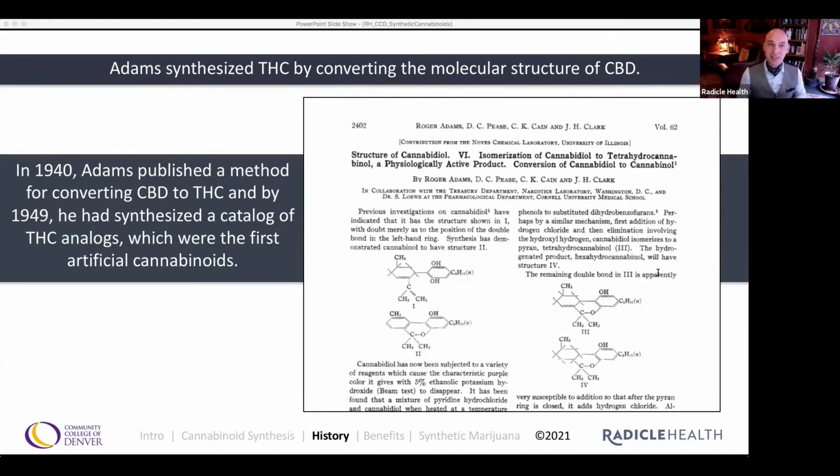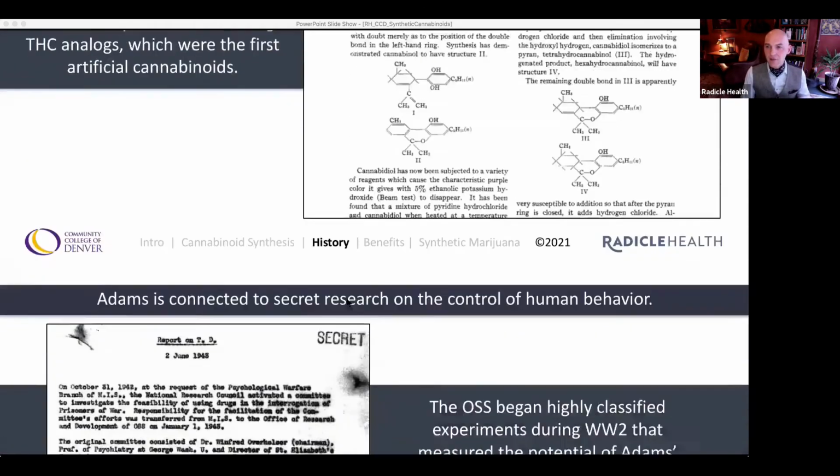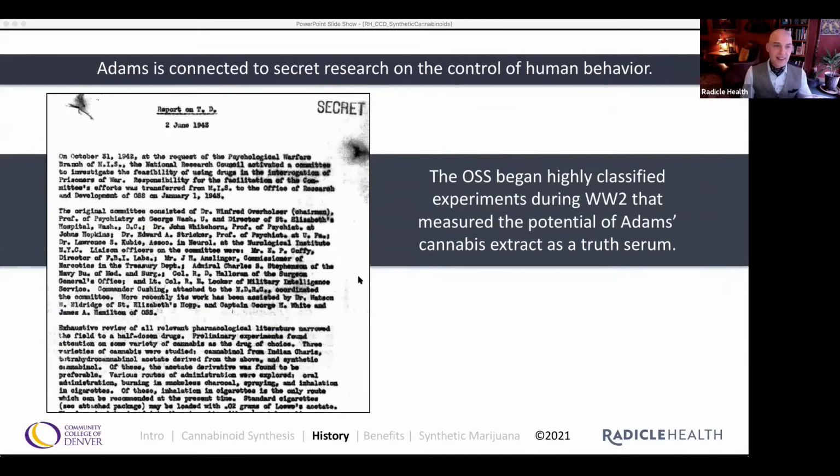These documents appeared because somebody had them in a desk drawer, and the gentleman died, and his wife found them, and they were published. So they became declassified. Adams might have provided the THC-rich extract that was used to perform some of these experiments, and certainly the OSS relied on his work on cannabis chemistry to conduct these experiments. And this is a copy of one of the documents.